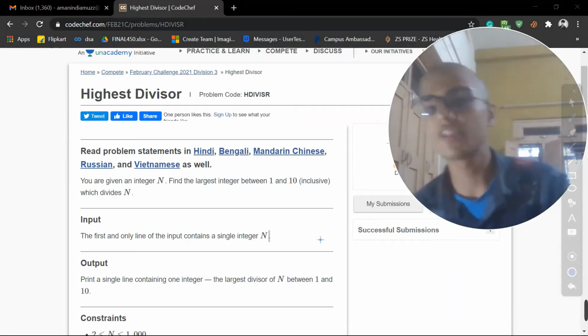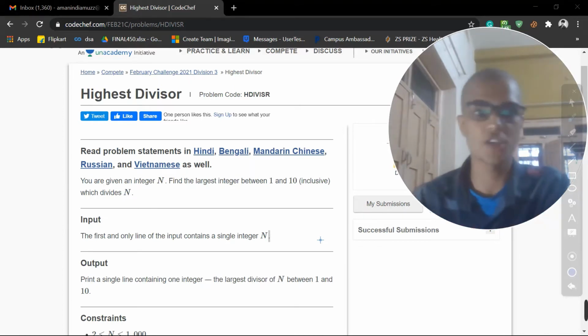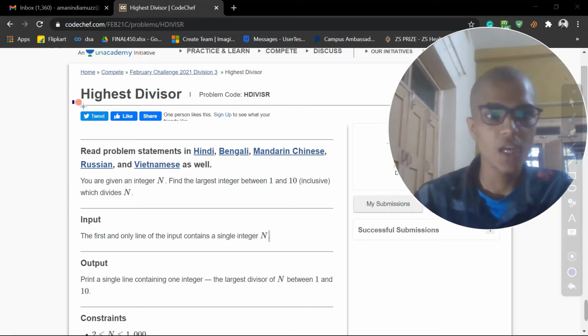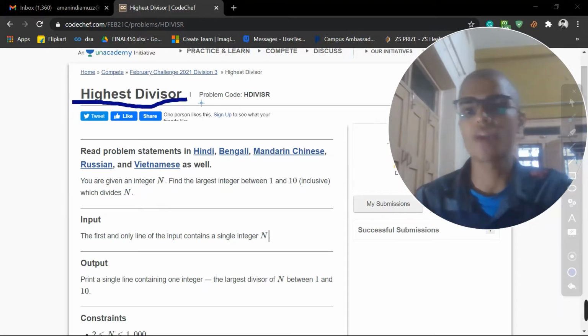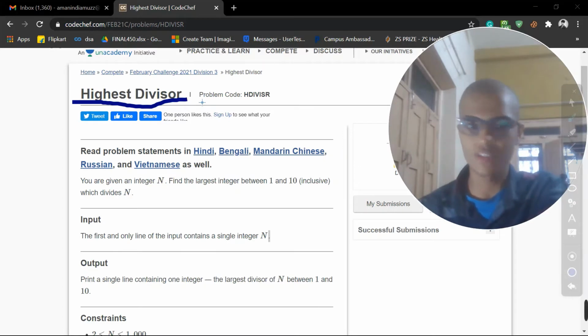So today we are dealing with the questions of the February Long Challenge on CodeChef, and this is the first question, Highest Divisor. If we're talking about the level of the question, it is really easy compared to the last challenges, like in January or in December. December was really tough. So the first question is simple.